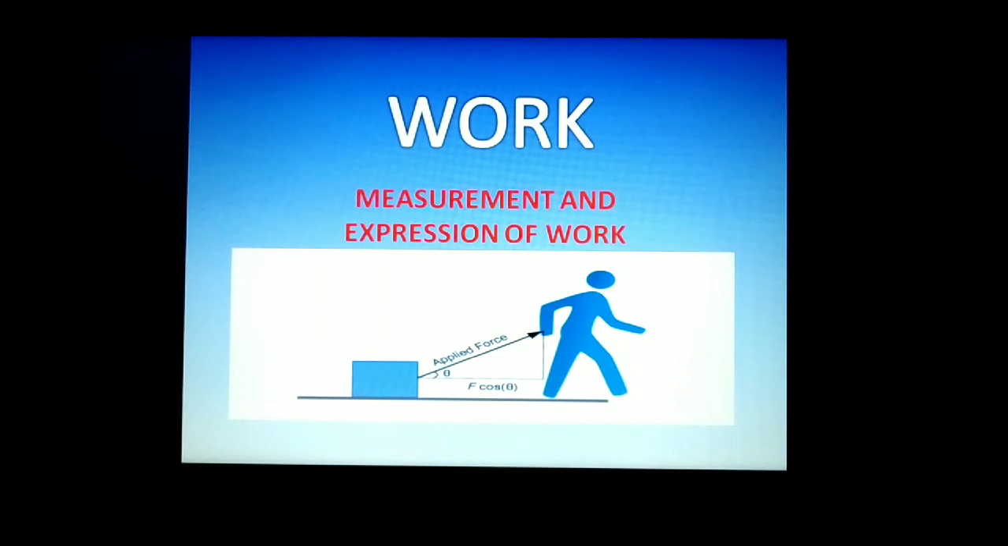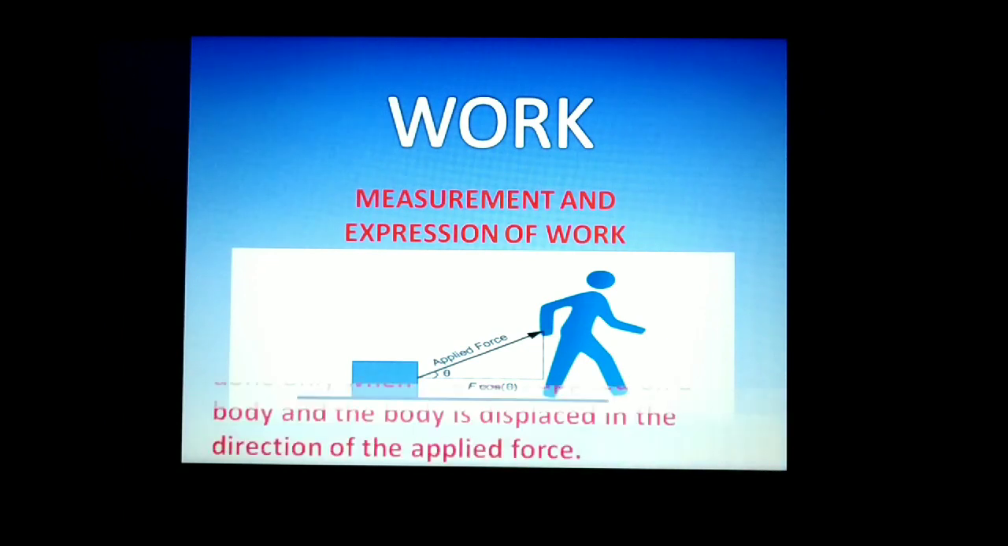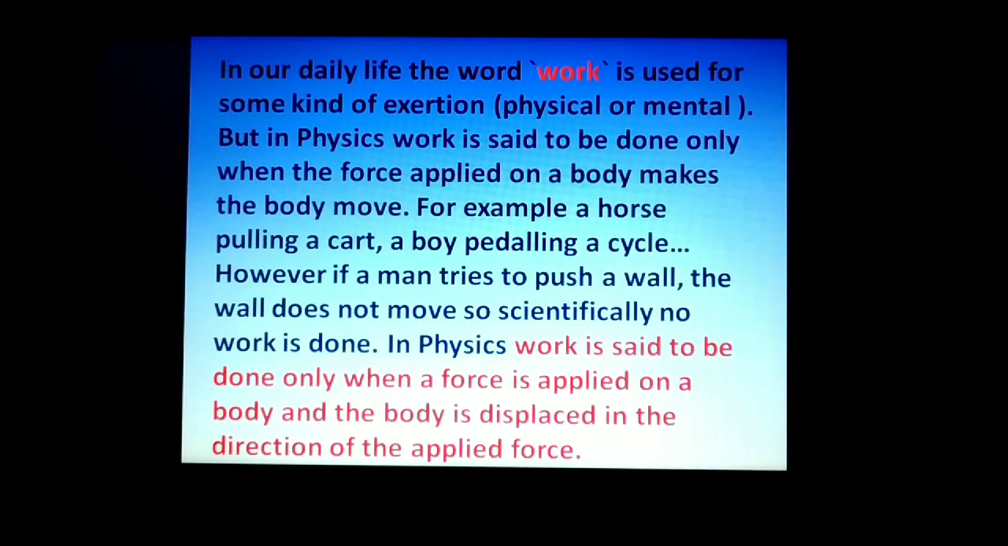Work. Measurement and expression of work. In our daily life, the word work is used for some kind of exertion, physical or mental. But in physics, work is said to be done only when the force applied on a body makes the body move. For example, a horse pulling a cart, a boy pedaling a cycle. However, if a man tries to push a wall, the wall does not move. So scientifically, no work is done. In physics, work is said to be done only when a force is applied on a body and the body is displaced in the direction of the applied force.